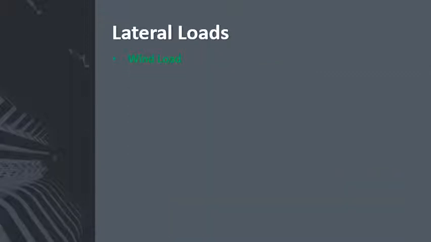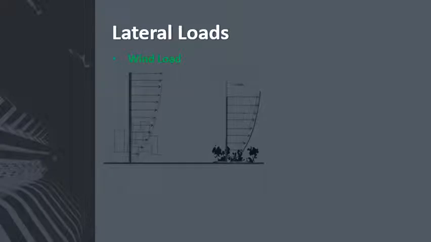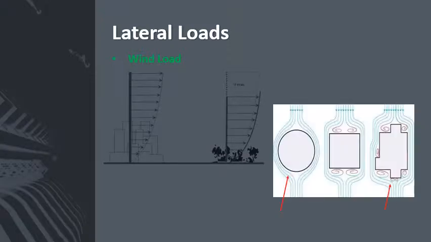Secondly, wind load. Wind load has the ability to make a building sway, and wind velocity increases with the increase of height, and wind load varies with the variation of forms. Round shapes make minimum wind pressure, and irregular shapes make maximum wind pressure.